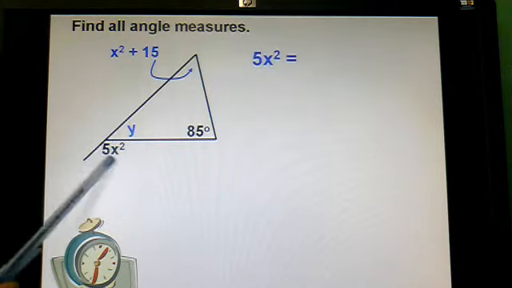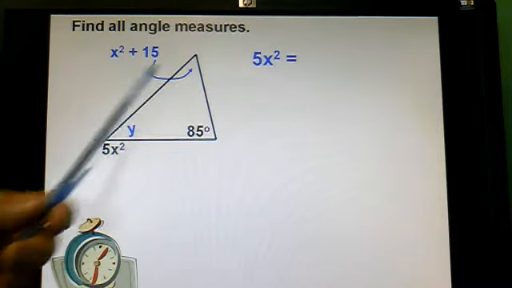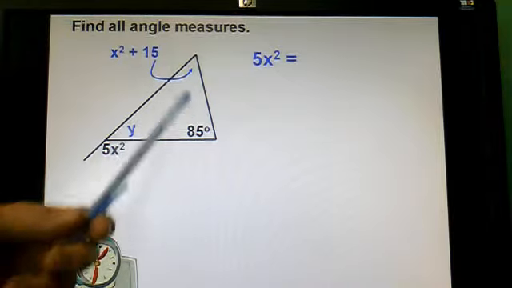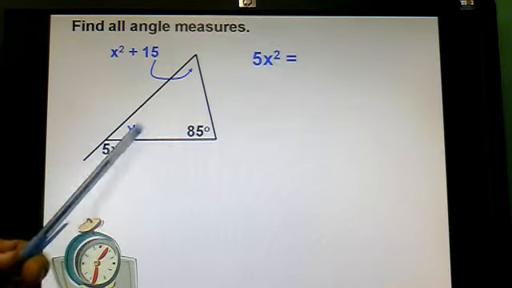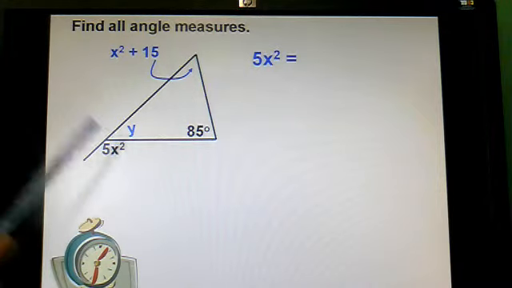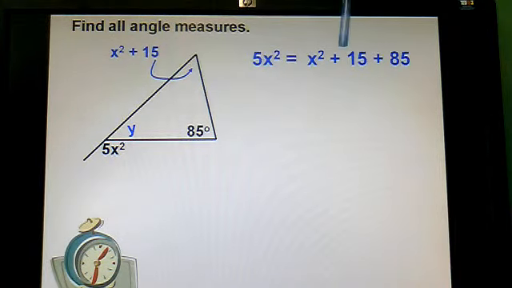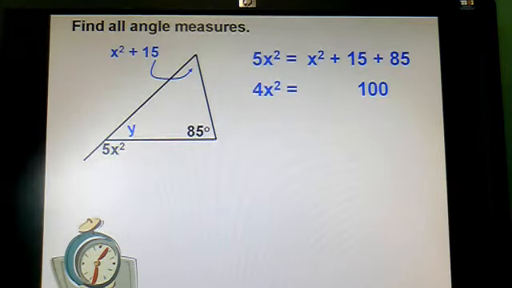So hopefully you realize an exterior angle, this angle has got to be equal to the sum of these two. If you try to do something with y in the beginning, you get stuck. I had somebody in the other class say, these add up to 180. True. But if you add these 3 up, you end up with 2 variables in the same equation, which is a system. And we don't want to do a system if we don't have to. So 5x squared is equal to the sum of these two, the x squared plus 15 and the 85. These combine rather nicely. And you can subtract this to the other side. So now you've got 4x squared on the other side. These combine to give you 100.